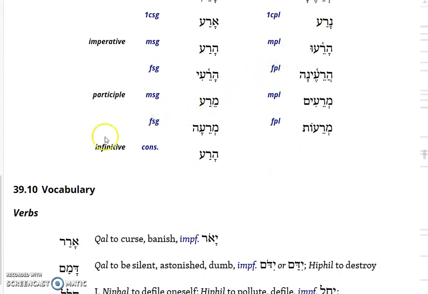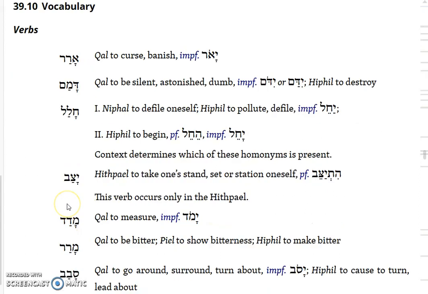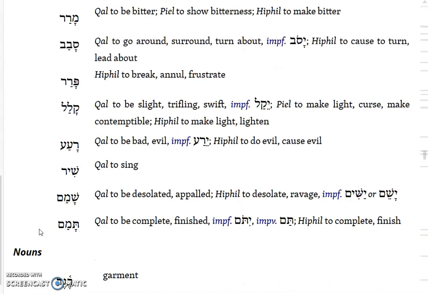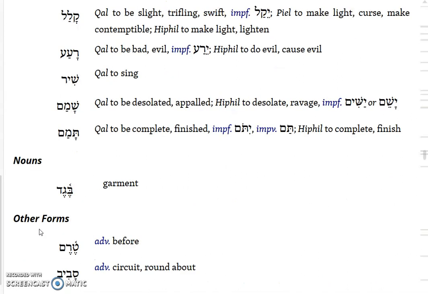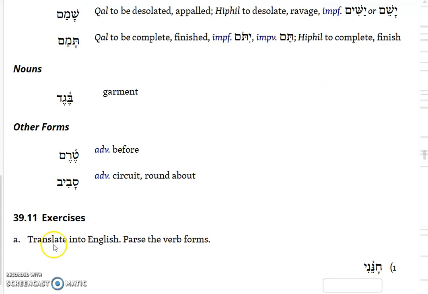So anyway, that's an introduction to the chapter. Vocabulary: arar, to curse, and damam, to be silent or dumb, halal in the nifal, to defile oneself, and in the hiphil, to pollute. And then there's root number 2 that means, in the hiphil, to begin. Yatsav in the hitpael, to take one's stand, marad, to measure, marar, to be bitter, savav, to go around or to surround. I don't have time to go through all the vocabulary, but it's pretty straightforward, and look at the biforms that are there. And we'll talk to you next time.